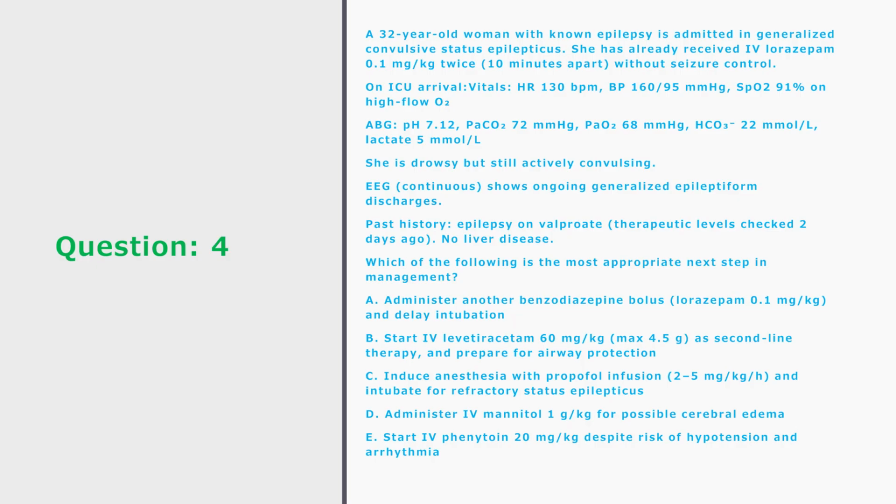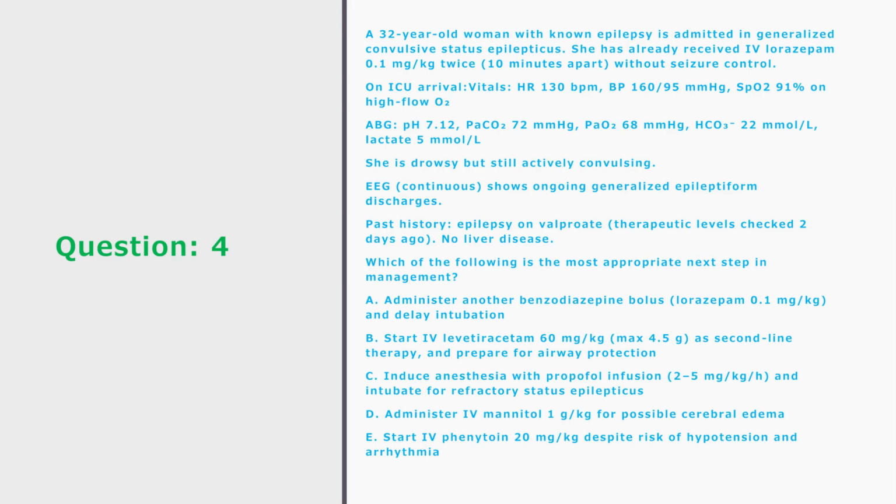ABG: pH 7.12, partial pressure of arterial CO2 72 mm of mercury, partial pressure of arterial O2 68 mm of mercury, bicarbonate 22 mmol per liter, lactate 5 mmol per liter. She is drowsy but still actively convulsing. Continuous EEG monitoring shows ongoing generalized epileptiform discharges.